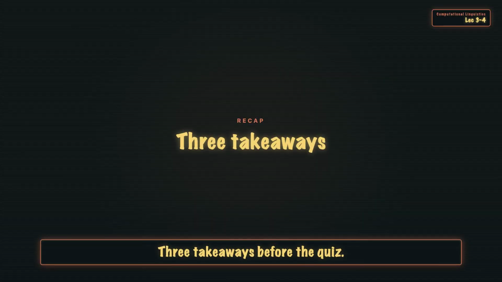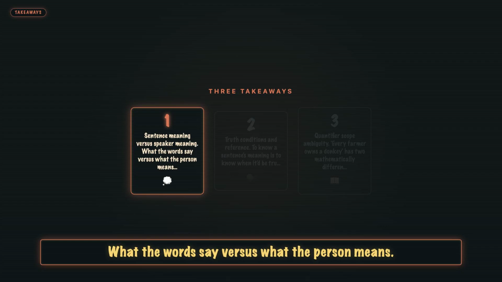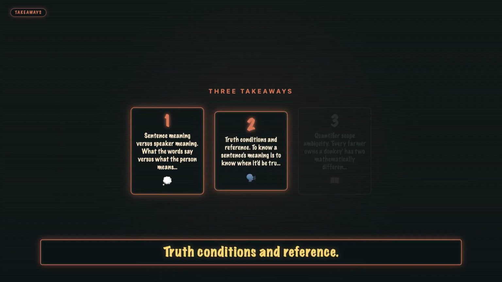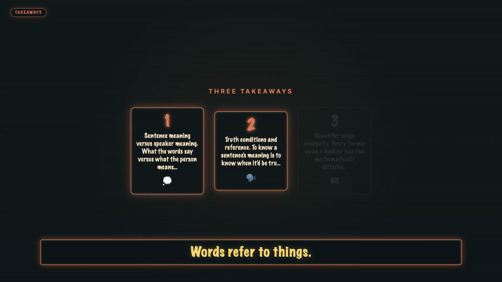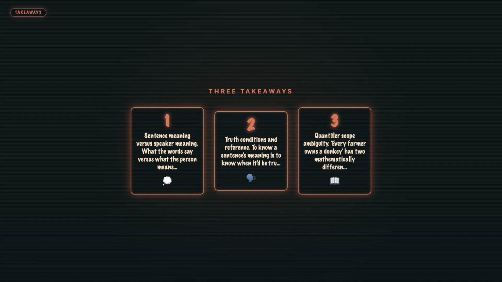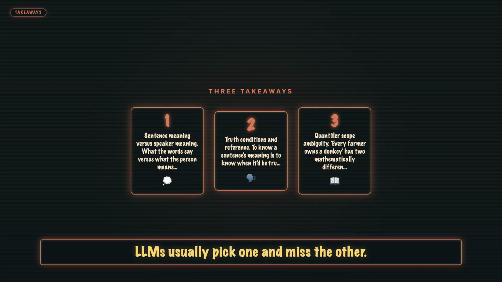3 takeaways before the quiz. 1. Sentence meaning versus speaker meaning. What the words say versus what the person means. LLMs are good at the first, shaky at the second. 2. Truth conditions and reference. To know a sentence's meaning is to know when it'd be true. Words refer to things. Sentences claim things. 3. Quantifier scope ambiguity. Every farmer owns a donkey has 2 mathematically different readings. LLMs usually pick one and miss the other.